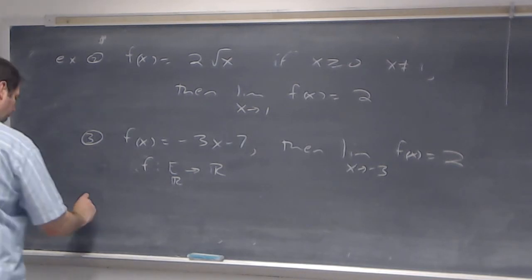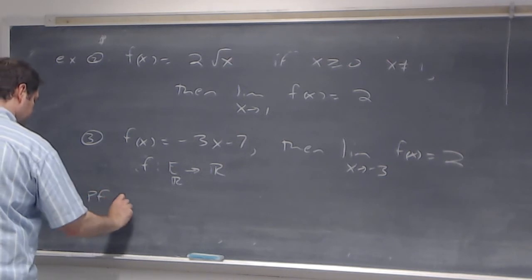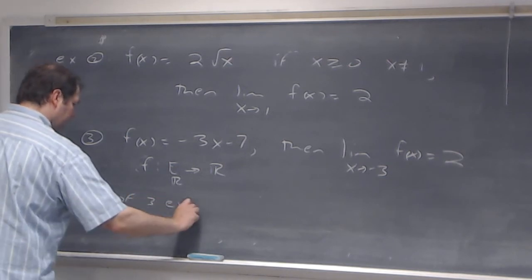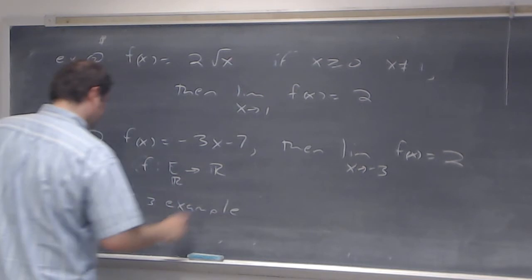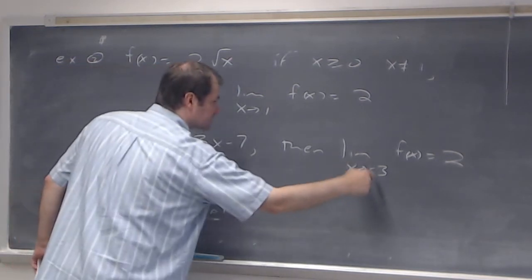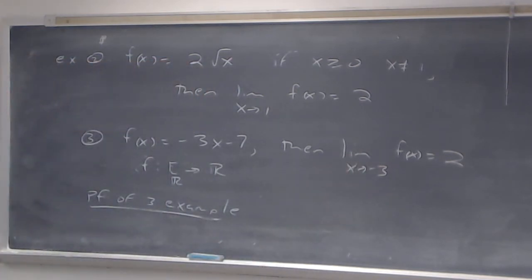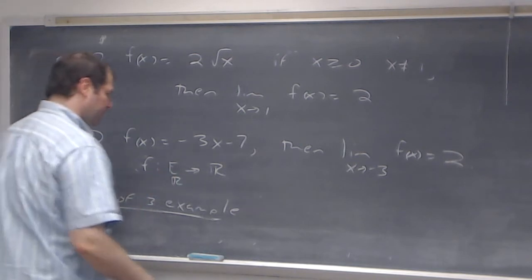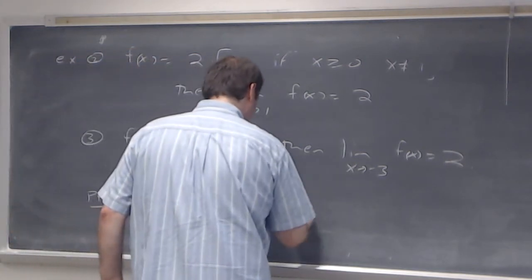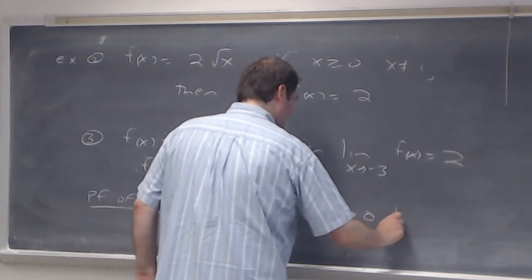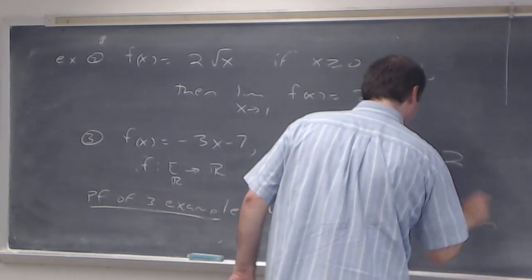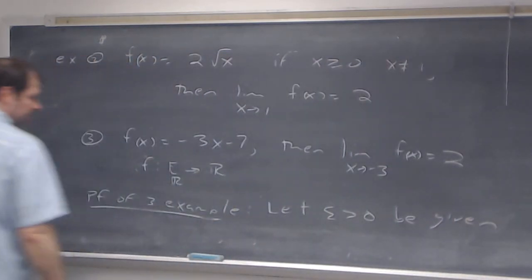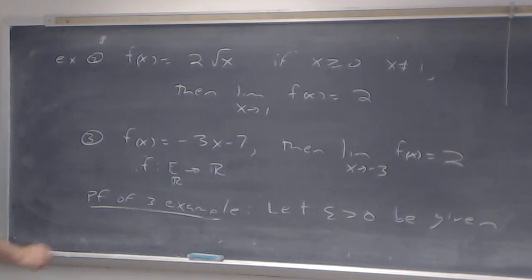That's how absolute value is the distance between x and y. Okay, I'm going to prove the third example. So I'm going to prove that the limit as x goes to minus 3 of this particular function is equal to 2 in this setting. So the way we do this is we let epsilon be greater than 0 be given. I'm thinking of the definition here of what it means to be a limit. So what am I looking for?